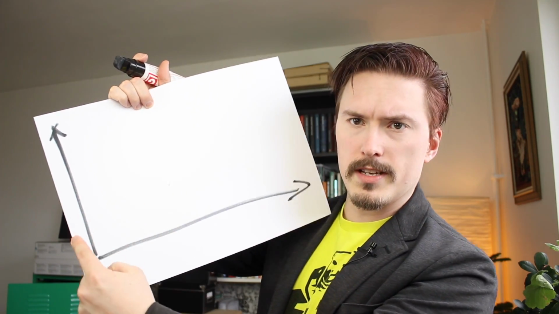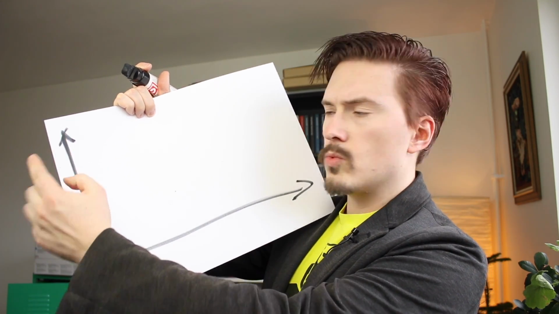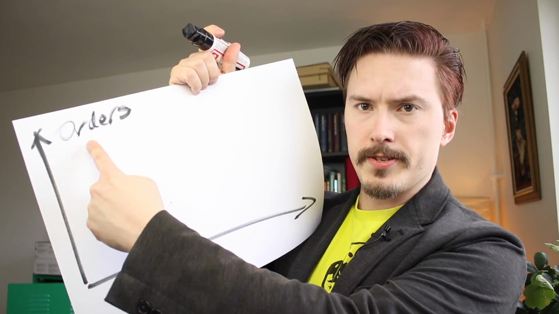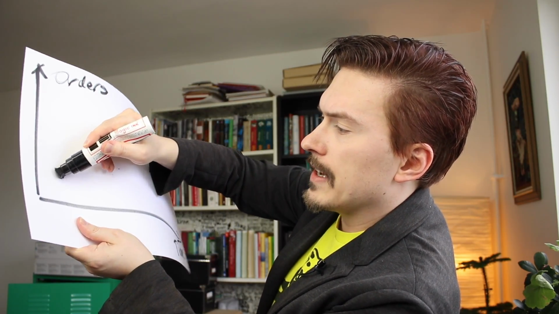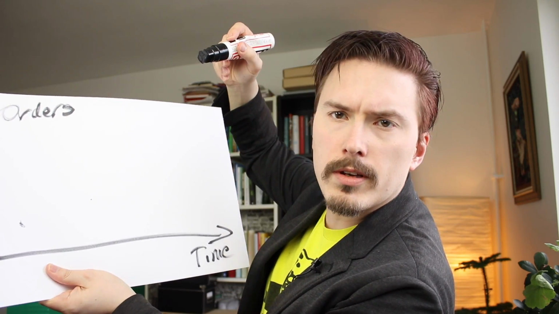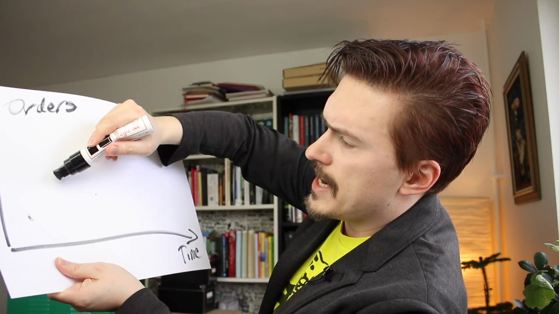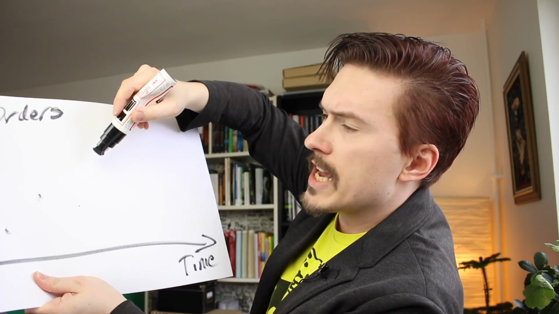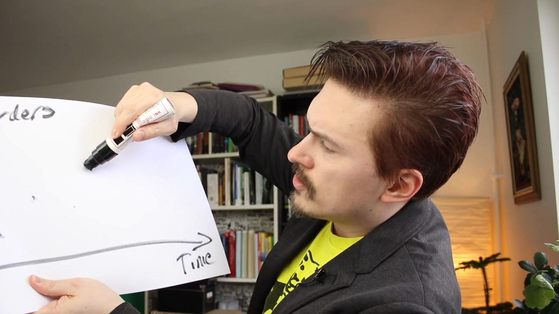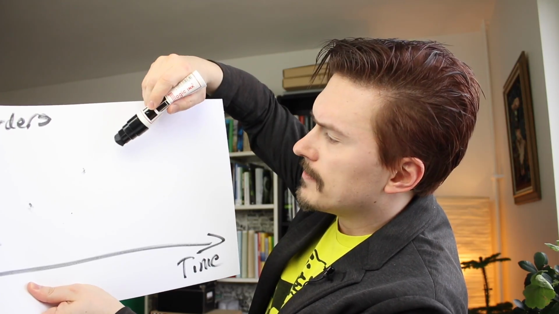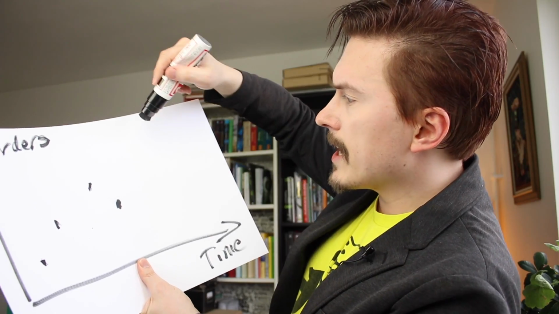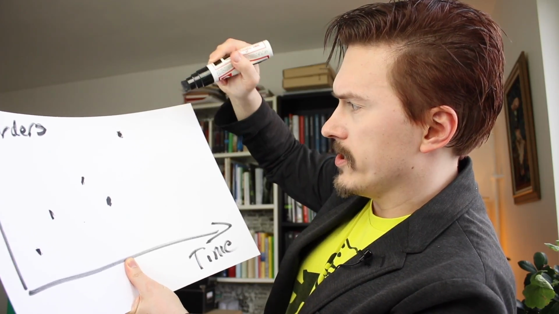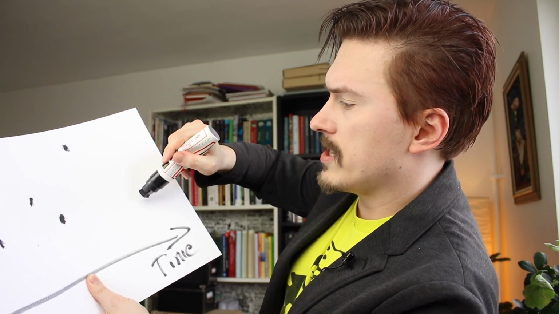Okay, so let's draw this. On this scale here we have orders, and on this scale here we have time. So in our imaginary e-commerce store, we have, like, 5 orders on Monday, say 7 orders on Tuesday, 9 orders on Wednesday, and then it drops a little, and we have 7 orders again. And then here it goes up to 16 orders, and then it drops again to, say, 6 orders.